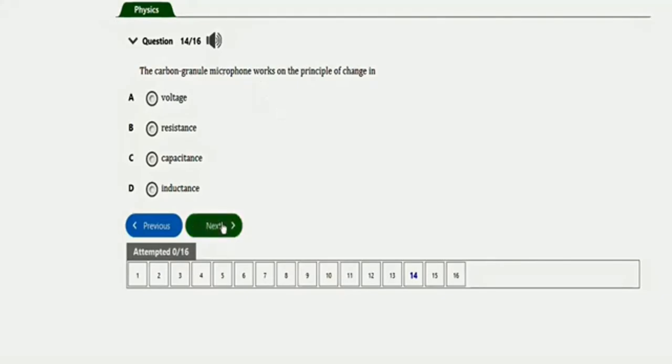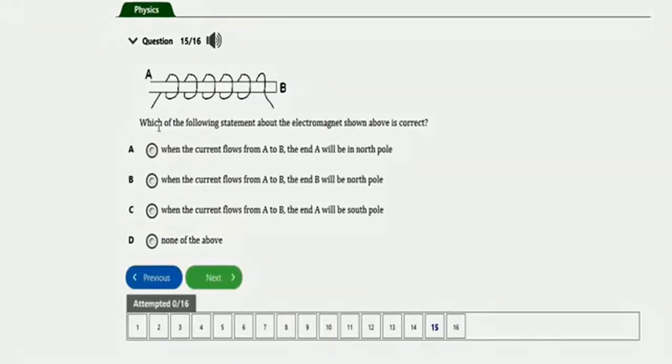Next repeated question will be this one. It says which of the following statements about the electromagnet shown above is correct? Option A, when the current flows from A to B, the end A will be a north pole. That's not correct. When the current flows from A to B, the end B will be north pole. That's not also correct. When the current flows from A to B, the end A will be south pole. That's correct. So the right option is option C.